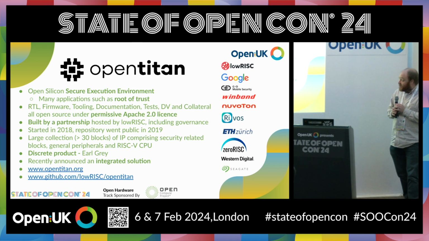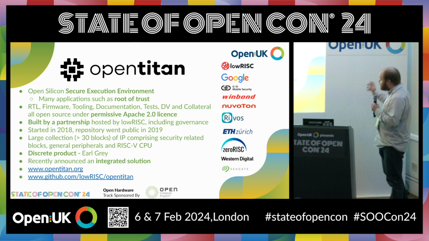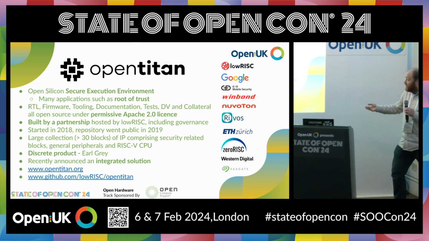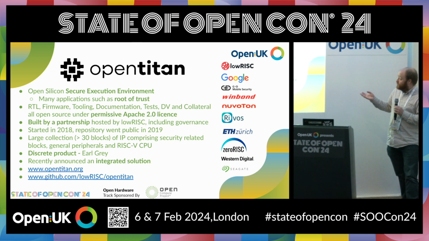And as it is called OpenTitan, everything is open. So the RTL, that's the actual chip design, along with the firmware, the tooling, documentation, all of the tests, all of our design verification, all of the collateral to go along with it is available under an Apache 2 license. And it's been built by a partnership of people. And I think this is really crucial.